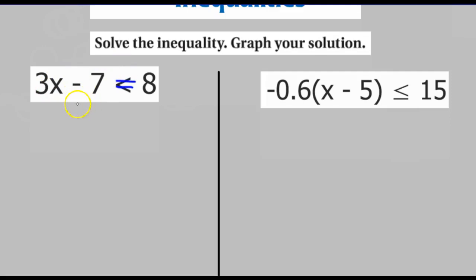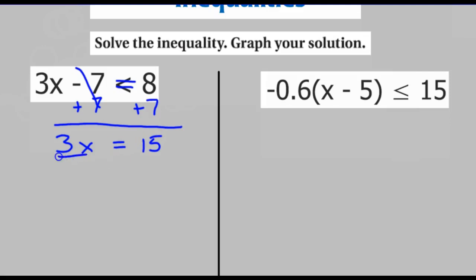So I'm going to get rid of the thing that's not touching my x by adding 7. I add because this is a minus, the opposite is plus. So I'm going to add 7 to both sides. And we get 3x. Now we could still use our equal sign if we wanted to, as long as we switch it back to our symbol at the end. 8 plus 7 is 15. Divide by 3. We get x. Now remember to flip this back to our less than sign. X is less than 15 divided by 3, which is 5.